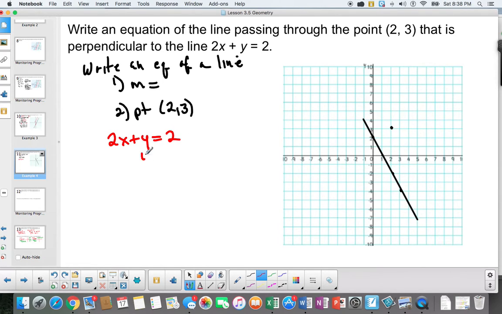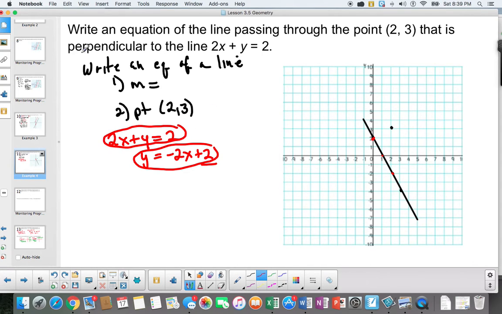I'm going to move the 2x to the other side, and it'll become a little bit more familiar to you. I can see my b, which is right here, and I can see my slope, and I go down 2 units over 1, down 2 units over 1, and that's how I graphed this line. So this line is the same as this one right here. I just wrote it a little differently.